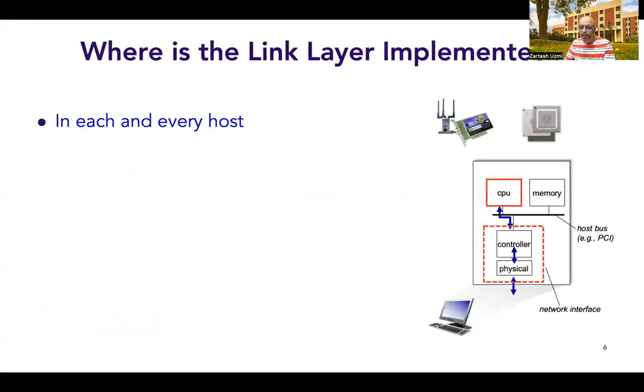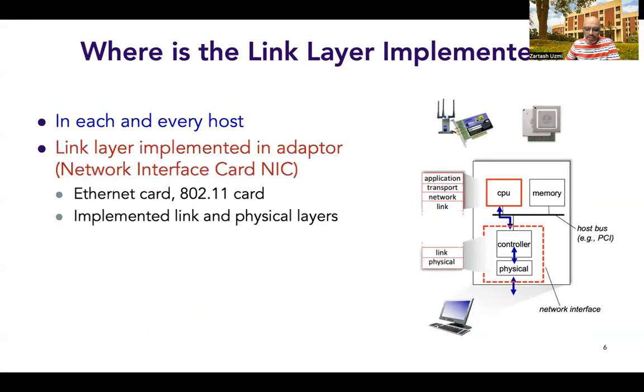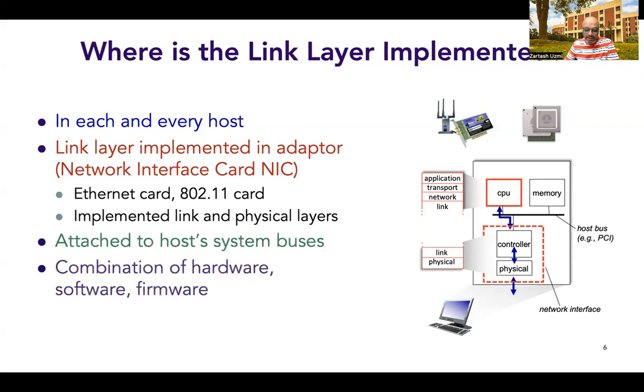Okay. So where is the link layer implemented? The link layer is implemented in each and every host which is equipped with a network interface card. So every PC, even your phone, will have a Wi-Fi network interface card. The link layer is implemented in the network interface card adapter, which could be a Wi-Fi 802.11 type of interface card, an Ethernet card, or some built-in interface card using the Ethernet standard. So this implements the link layer as well as the physical layer.